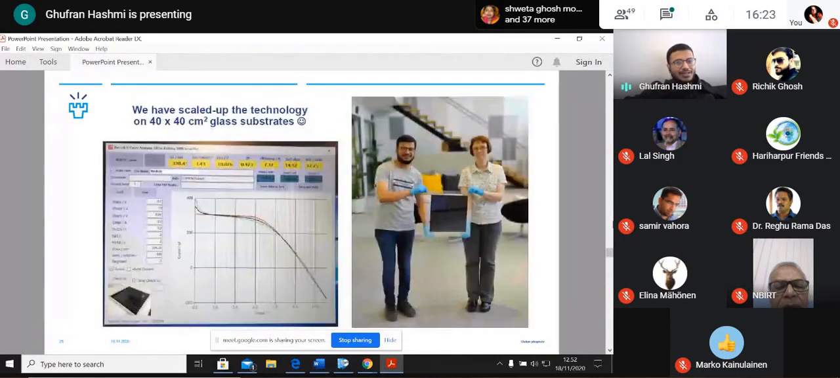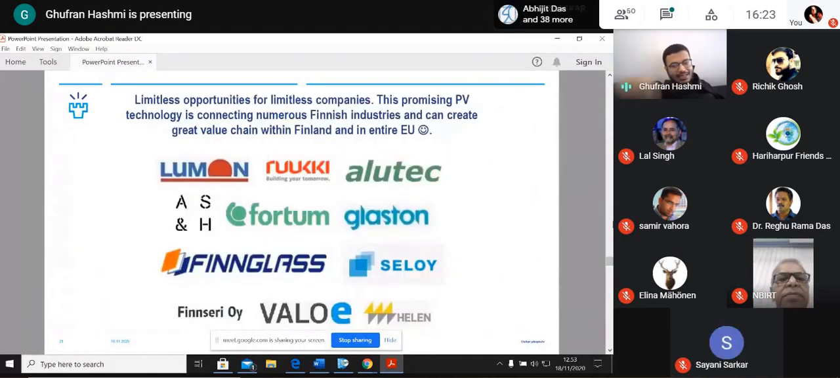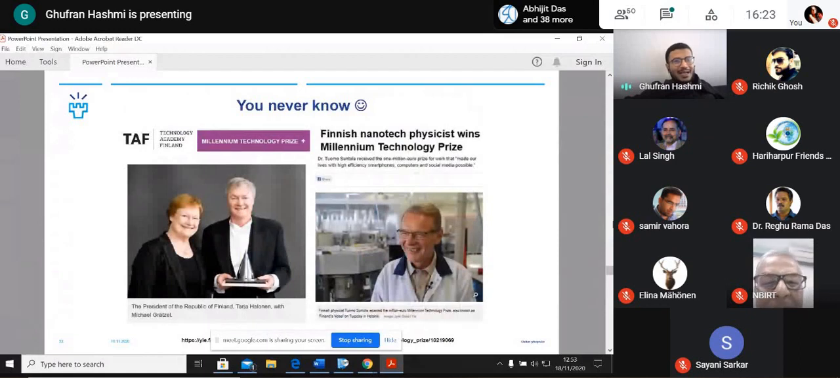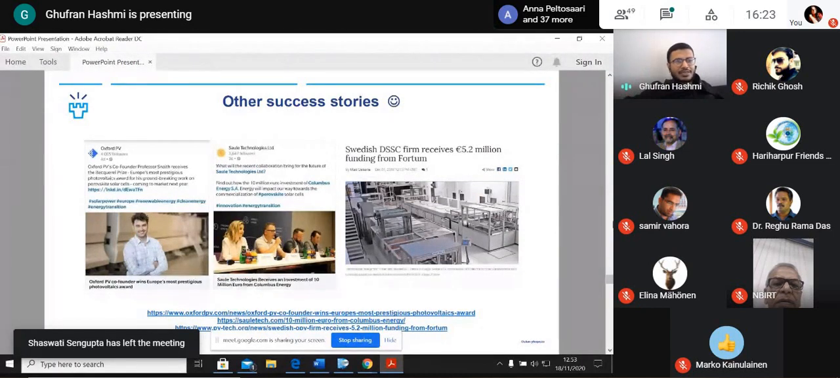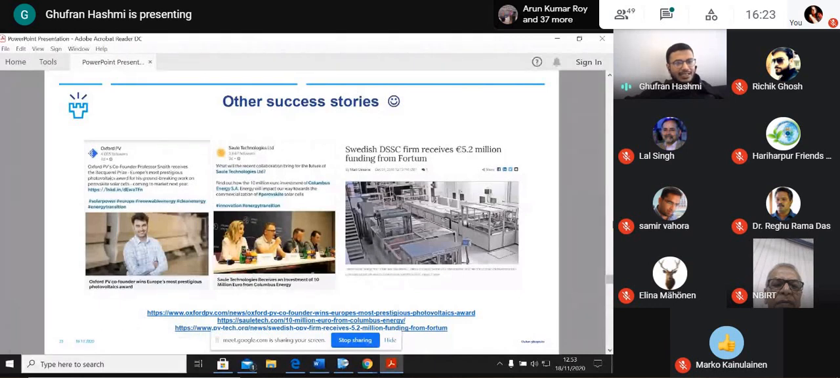I have this dream, because this technology has the potential to generate a lot of socio-economic impact, and with that I am very ambitious to hold this trophy. Maybe it sounds funny at this time, but you never know. There are some success stories around this perovskite technology. For example, Professor Henry Snaith from Oxford University has recently received the most prestigious photovoltaic prize, the Becquerel prize.